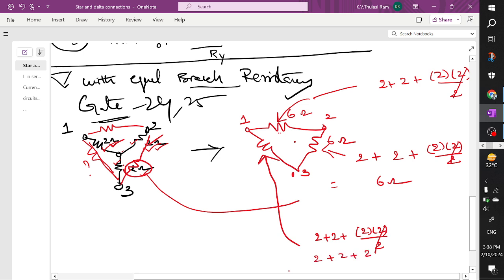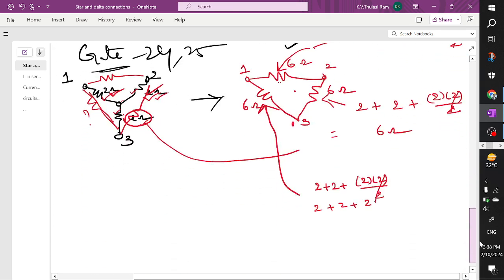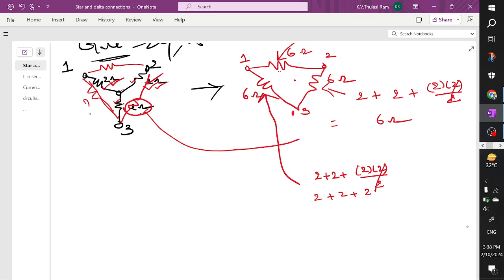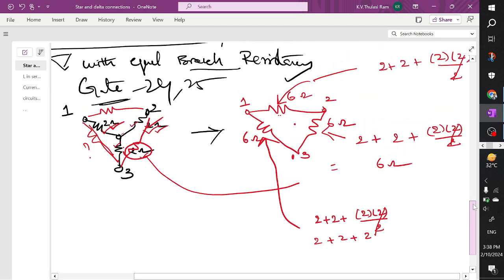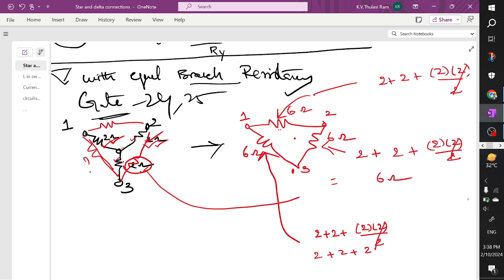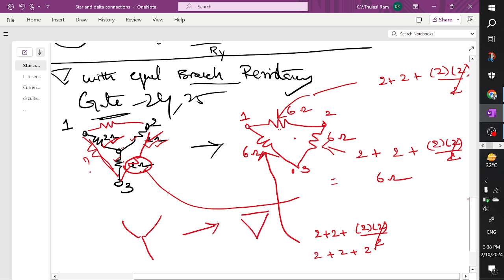2 plus 2 plus 2, resultantly this is 6 ohm. Now successfully we converted the given star network into a delta network with the given values.